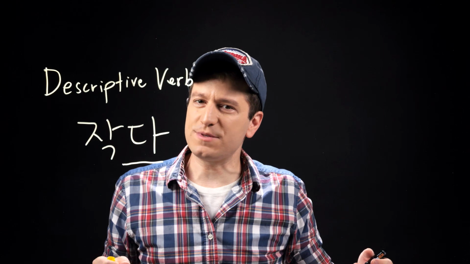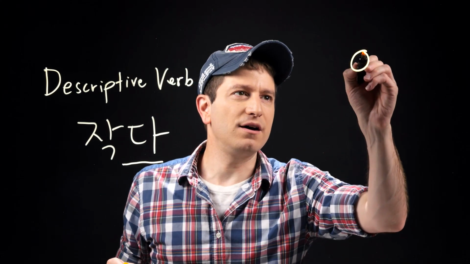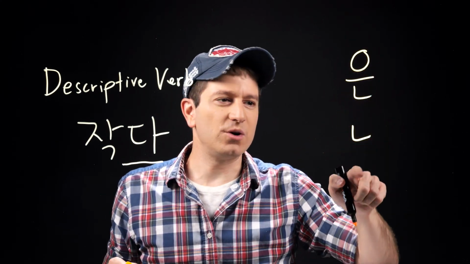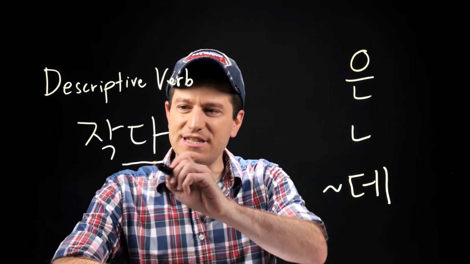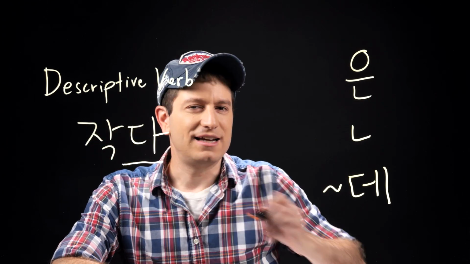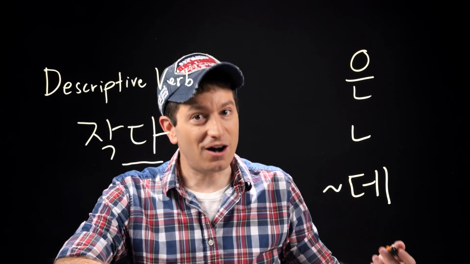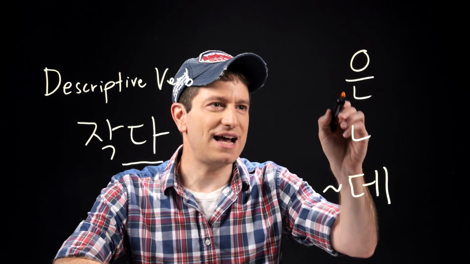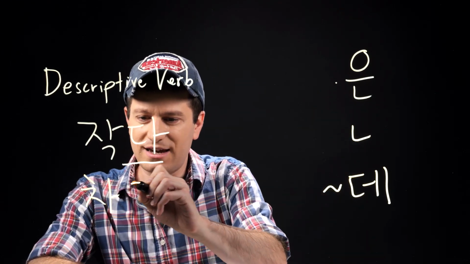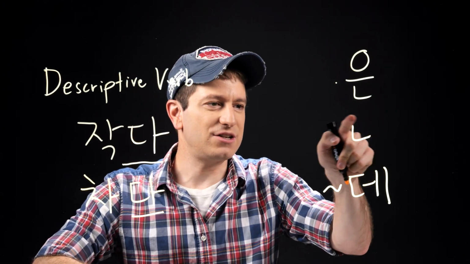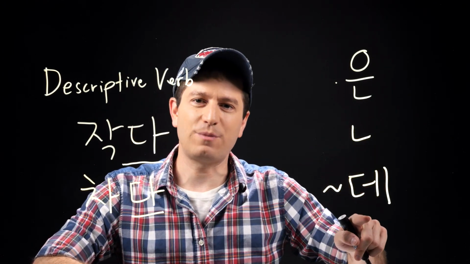So you look at the verb stem, and then you're going to add one of these, either 은 or just 느 and then you'll add 데. Now, if the verb stem, here it's 작, if the verb stem ends with a consonant, then you're just going to attach 은데. But if the verb stem ends with a vowel, then you're going to attach just ㄴ followed by 데.